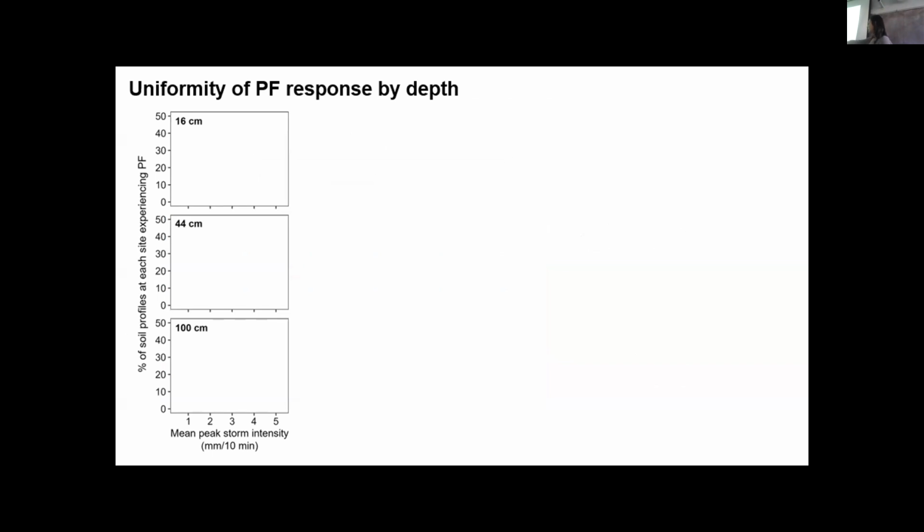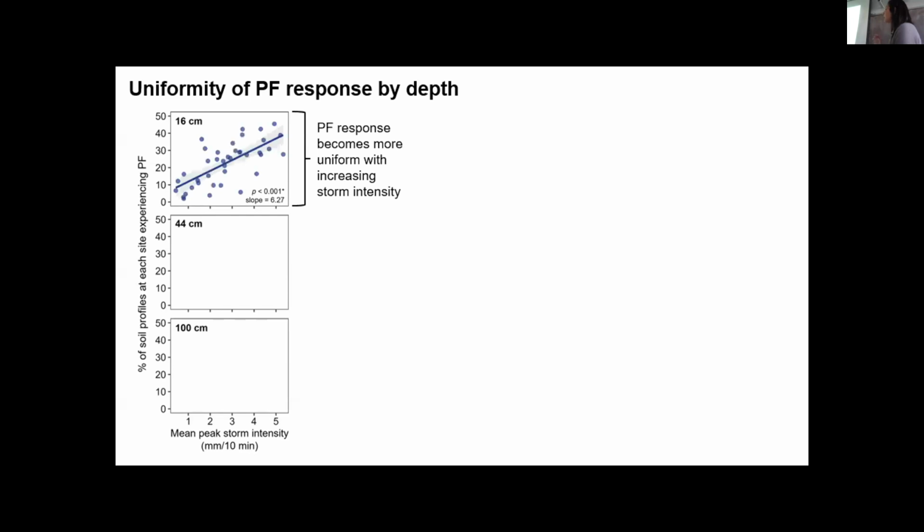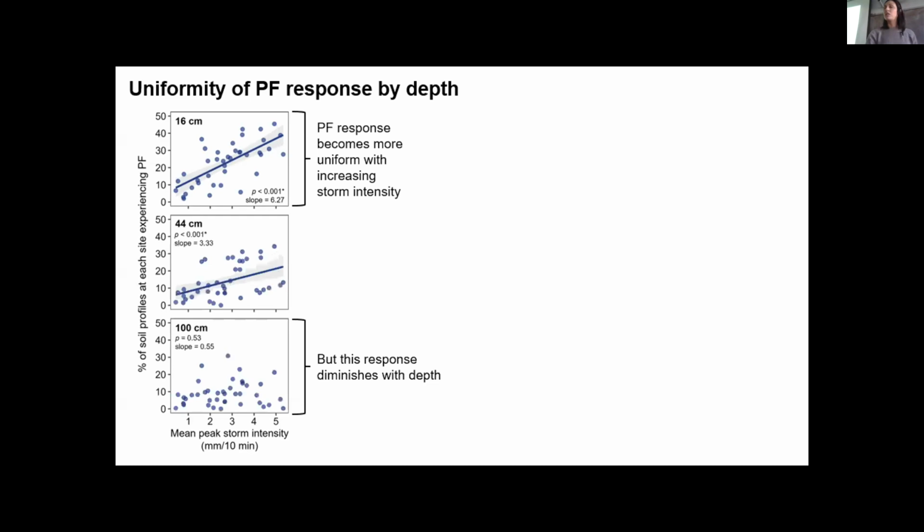So on these plots, we have storm intensity again on the x-axis, and the y-axis is that uniformity proportion. So higher numbers mean more of the sensors are responding across space. And what we find here is that storm intensity, again, is having a positive influence. More intense storms are leading to more uniform responses, which again makes sense as we think through it. But the interesting part is that as you move deeper into the soil profile, that relationship weakens and then disappears after you get past 70 centimeters or so.